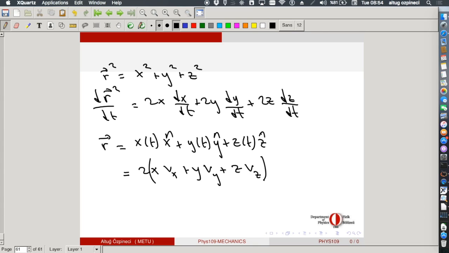So this is the x component of the position multiplied by the x component of velocity, the y component of position multiplied by the y component of velocity, the z component of position multiplied by the z component of velocity. So here I have two vectors, the position vector and the velocity vector. I'm just multiplying the corresponding components and summing them up. But this is nothing but the definition of scalar product. So, okay, this is dr by dt.